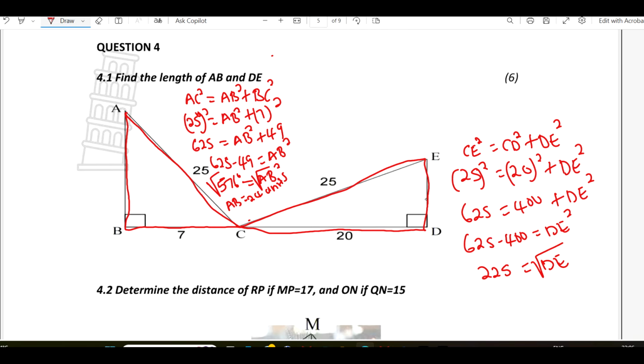And then I will square both sides to get rid of this exponent. Therefore, DE is going to be 15 units.